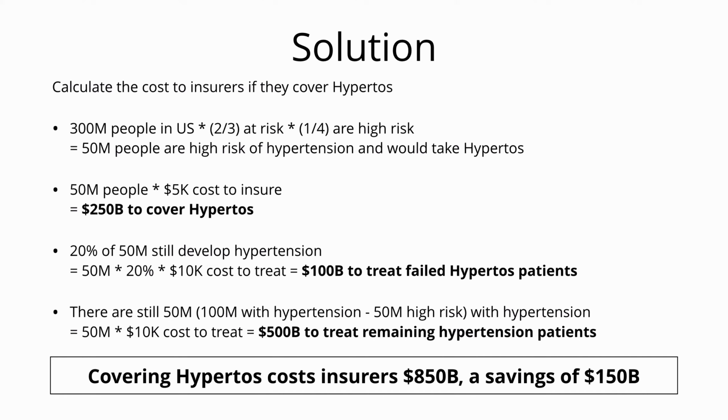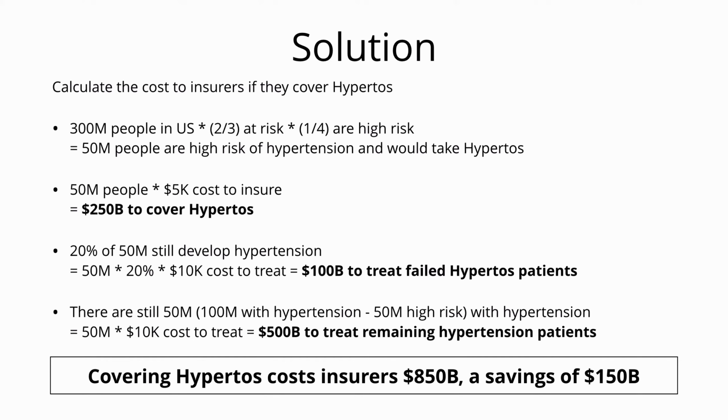Next, we need to calculate the cost of treating those that take hypertose but do not find success. Remember that hypertose is only 80% effective. Therefore, 20% times 50 million hypertose users gives us 10 million people that would still develop hypertension after taking hypertose. Multiplying this by the cost of treatment of $10,000 per year per patient, this gives us a cost of $100 billion.